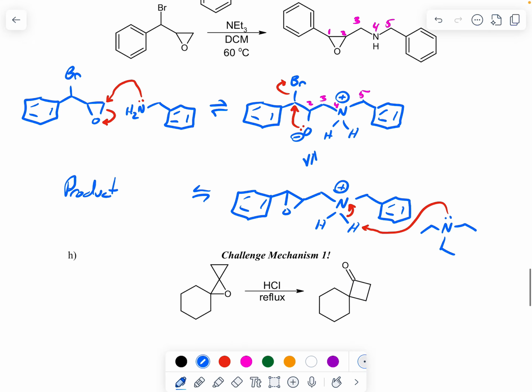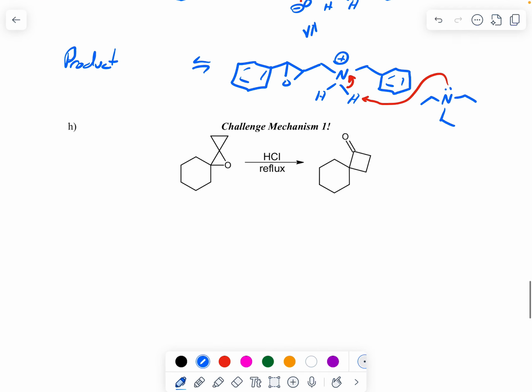The same cannot be said about the next reaction, which is our challenge mechanism and one of our 3. In this first challenge mechanism, we see that we're reacting this epoxide with HCl at reflux in order to do an interesting rearrangement. And that brings up our first important point, which is that this is undergoing a rearrangement, which means that this is going to be similar to an SN1/E1, importantly, the formation of a carbocation.